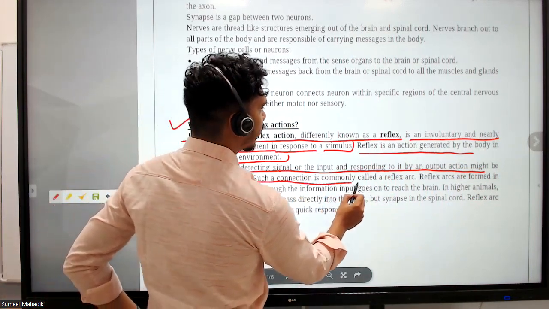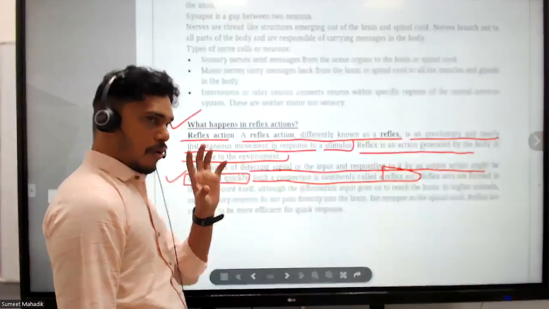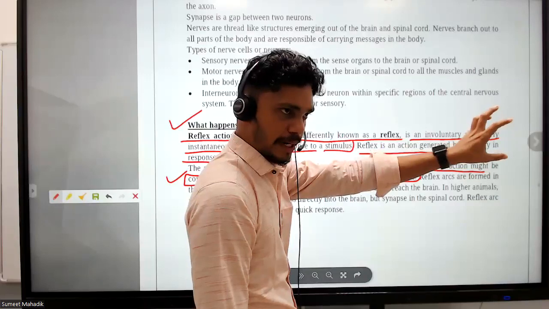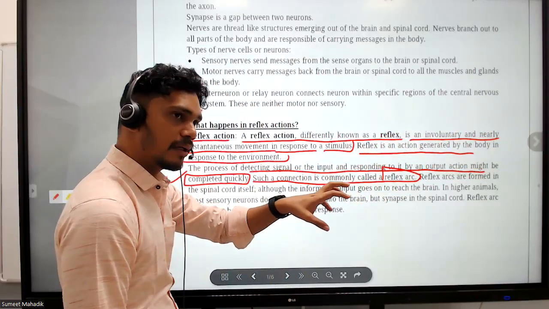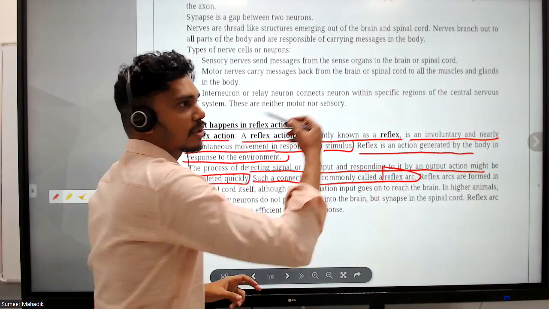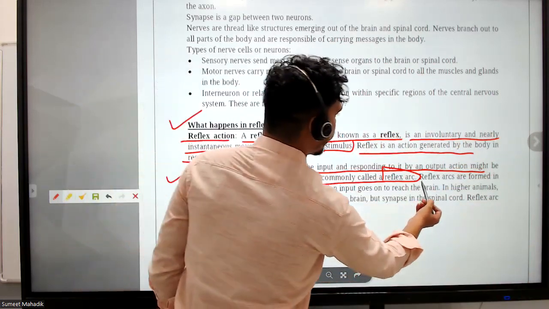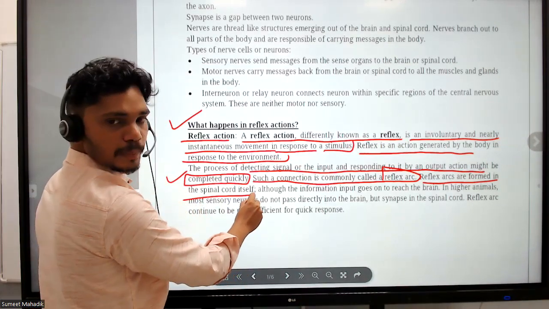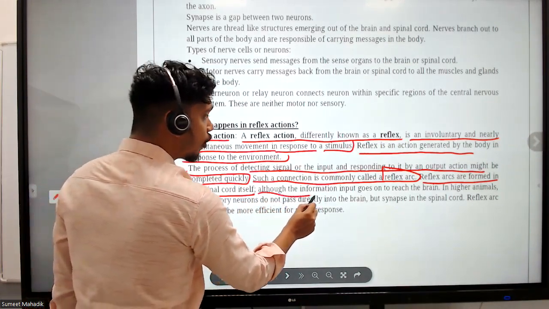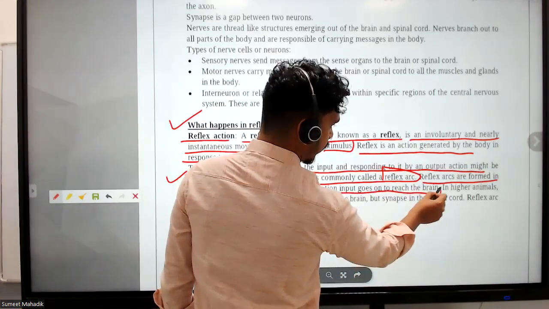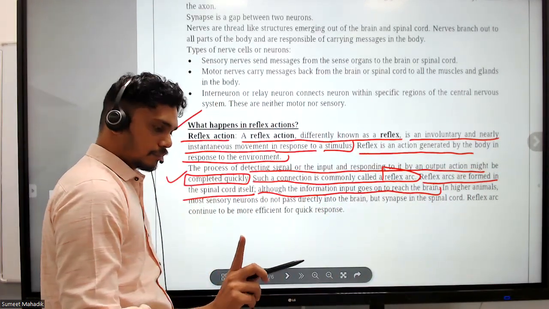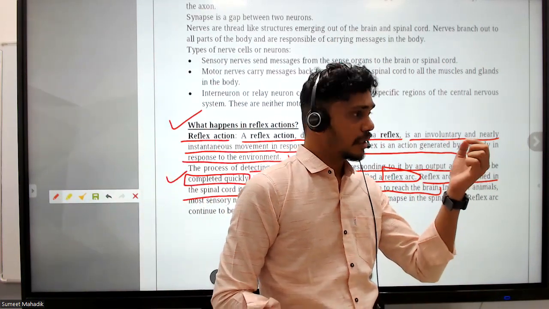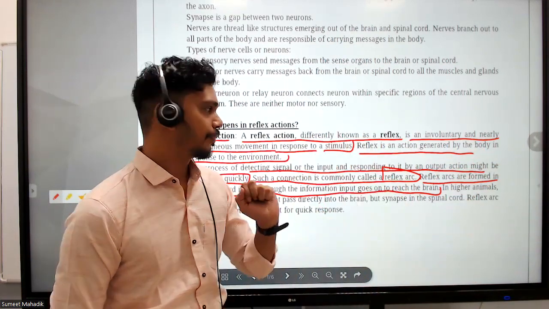Such a connection is commonly called a reflex arc, from the sensory neuron to the relay neuron present in the spinal cord, and from the relay to the effector, that is a motor neuron. So this is called a reflex arc. The reflex arc is formed in the spinal cord itself. The relay neuron is present in the spinal cord. We have just seen that. Although the input information also goes on to reach the brain, meaning your brain will come to know, that happens after a few seconds' gap. Till that time, you have already removed your hand.